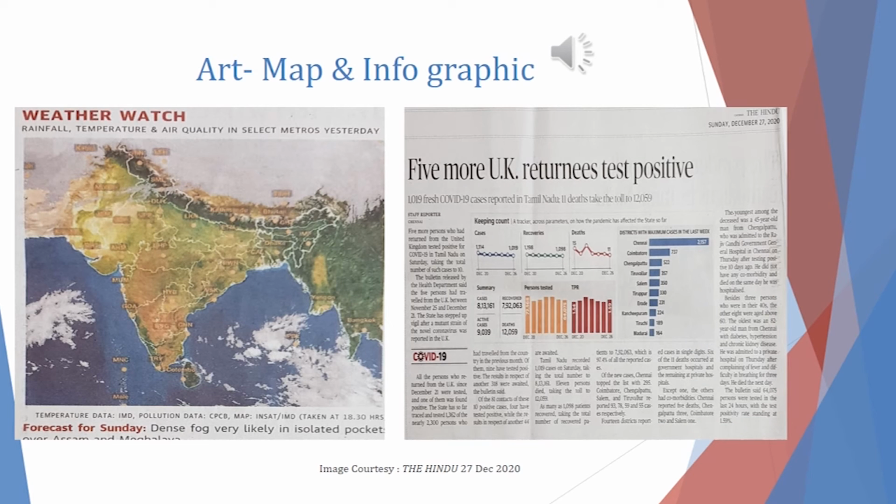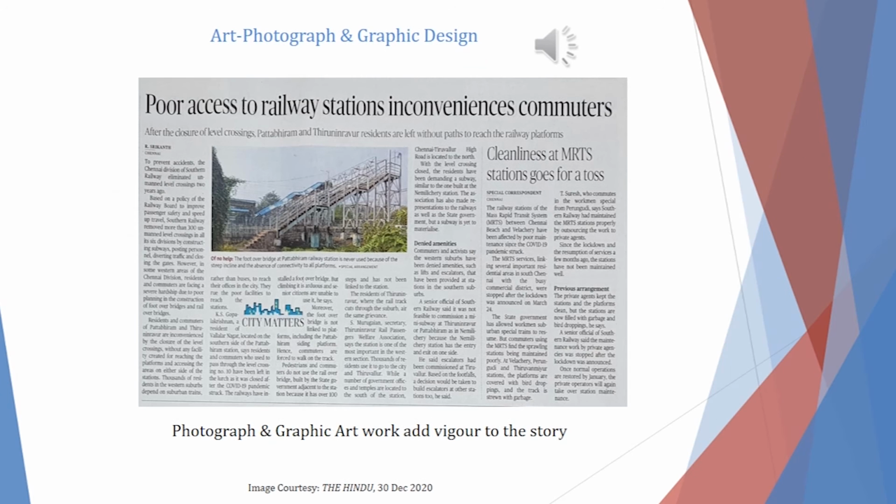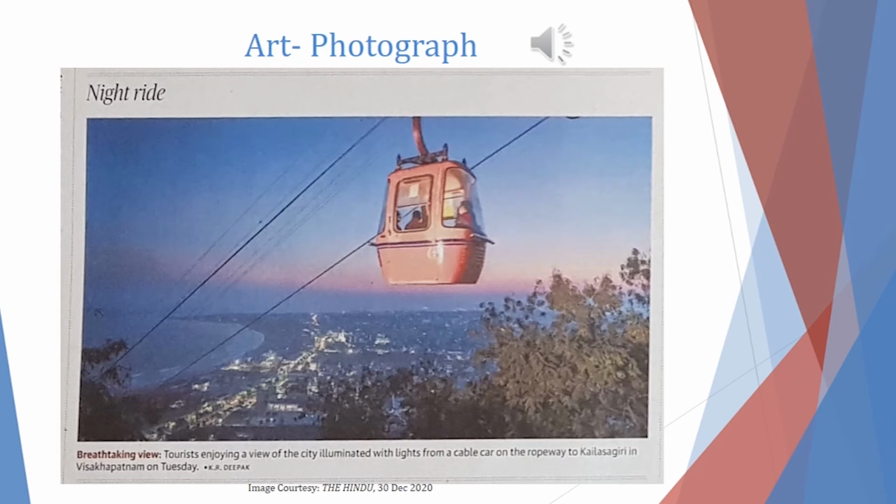An example of art that includes a map and information graphics. The photograph and graphic art add vigor to the story and also break the heavy text body type. An aesthetically taken photograph by itself is an element of art.